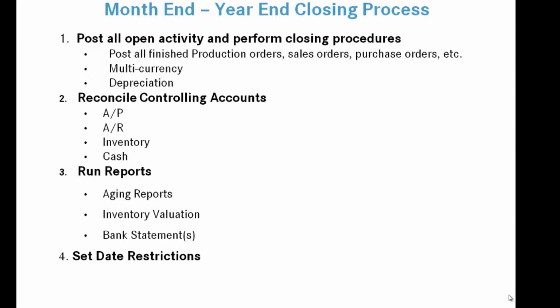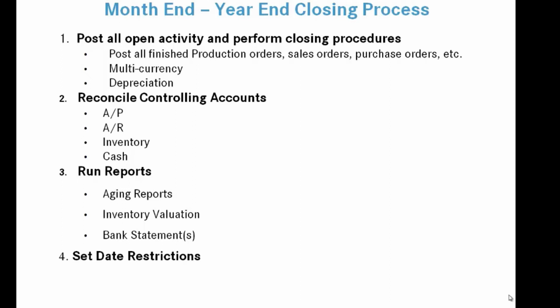So the first thing that you normally would do would be to post all activity. So you go in and post all finished production orders. You'd take a look at sales orders and purchase orders and make sure that you have everything posted where you have received not invoiced or shipped not invoiced. You'd update your multi-currency rates. If you were using fixed assets, you'd go in and run depreciation.